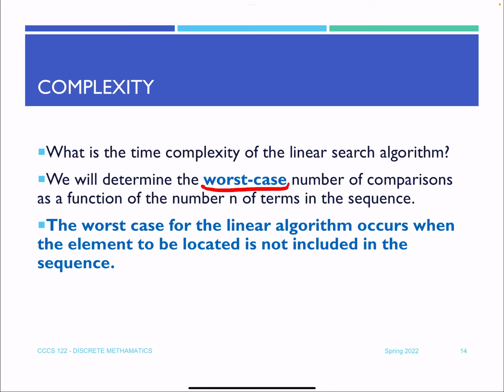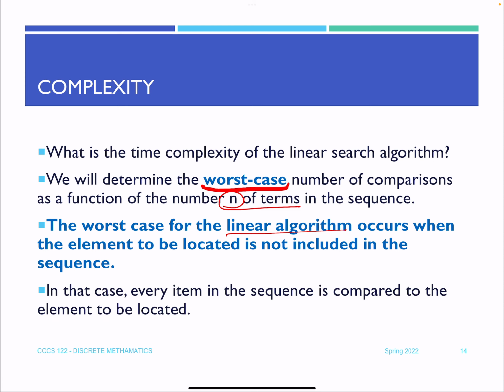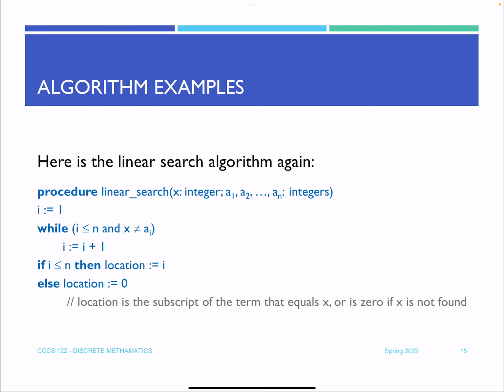So if you have a sequence of n terms, the worst possibility for a linear search algorithm is perhaps that the element is not in the sequence, which means you end up looking all the way to the end and not finding anything. Or maybe it is the last element, equally bad. Because in that case, you had to go through every item of the sequence in order to come to that conclusion.